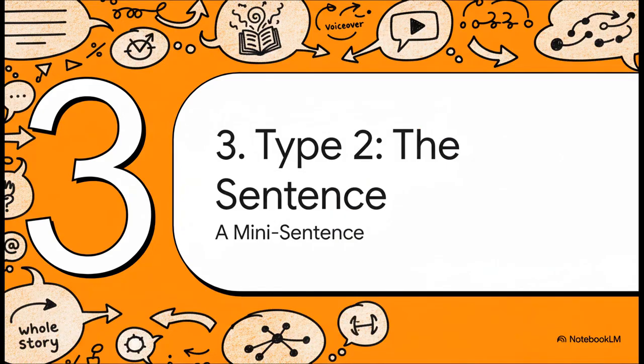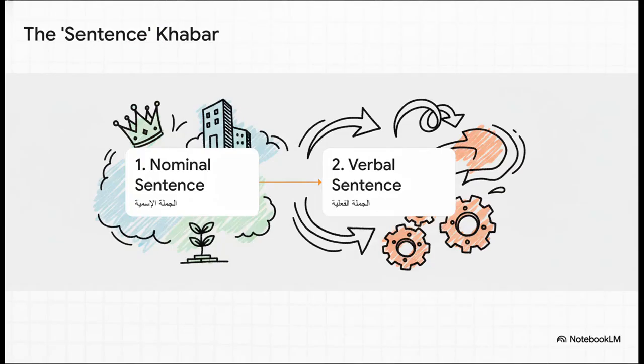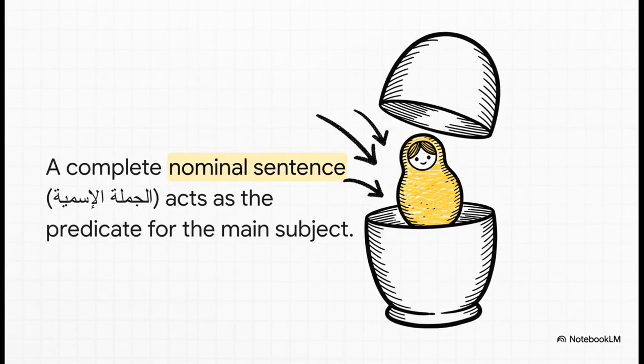Okay, but what happens when the information you need to share is a little more complex than just a single word? What if the news is a whole story in itself? Well, this is where the khabar gets really interesting. This is where the khabar can actually be an entire sentence, a jumla. And this sentence within a sentence idea comes in two flavors. It can be a nominal sentence built around a noun, or a verbal sentence built around a verb. So first up, let's see how a complete nominal sentence can step in and act as the predicate. You can think of it like one of those Russian nesting dolls. A smaller, complete sentence fits perfectly inside a larger one to give it its full meaning.